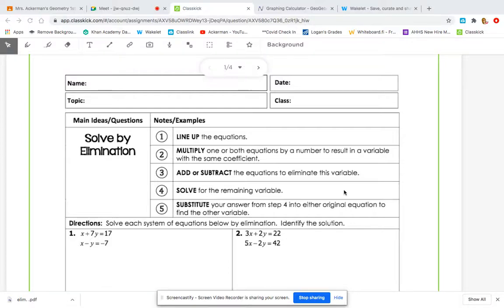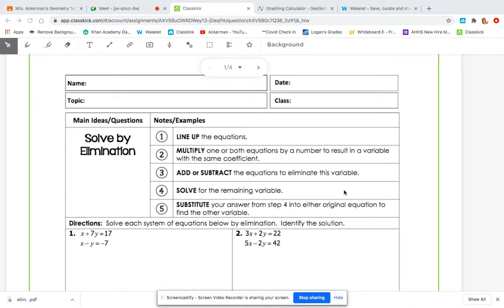Okay, class, this is the last video for today. So part 3, we're still solving systems of equations. Part 1 was solving by graphing. Part 2 was solving by substitution. And now this is a third way, solve by elimination.